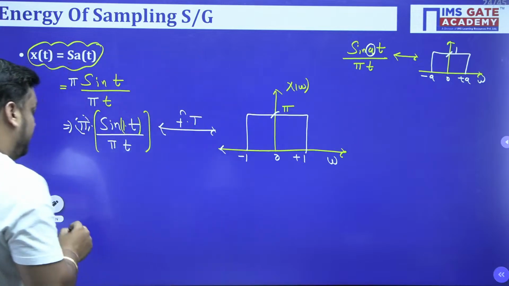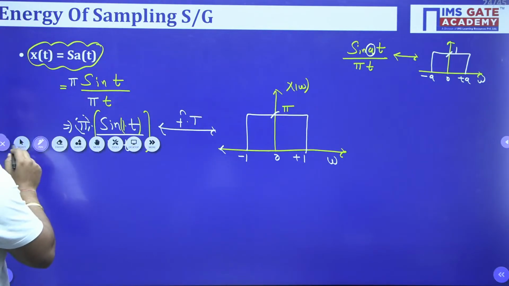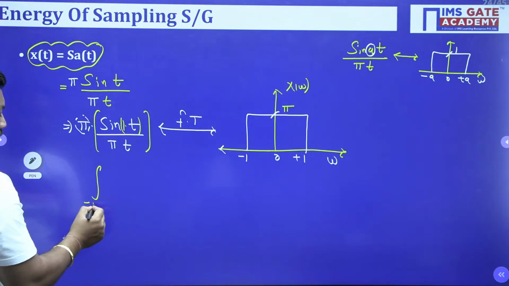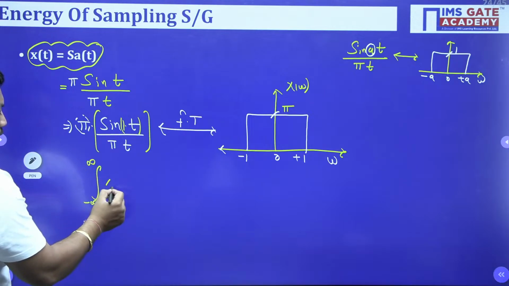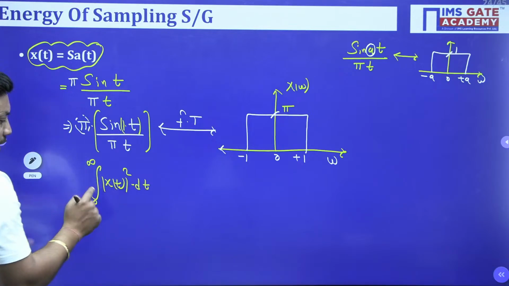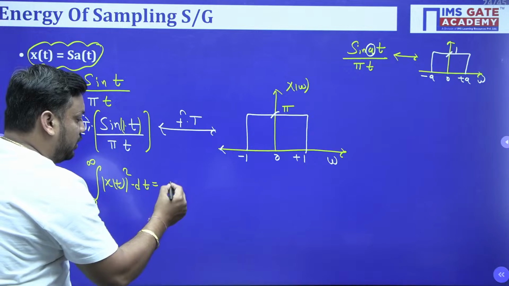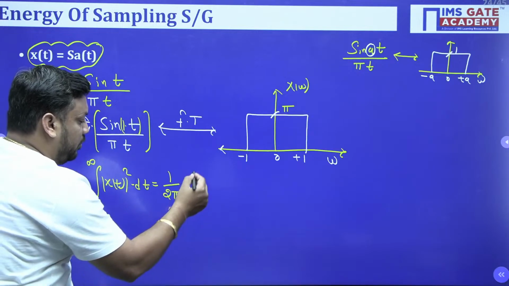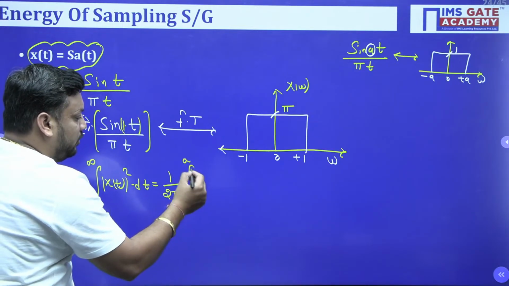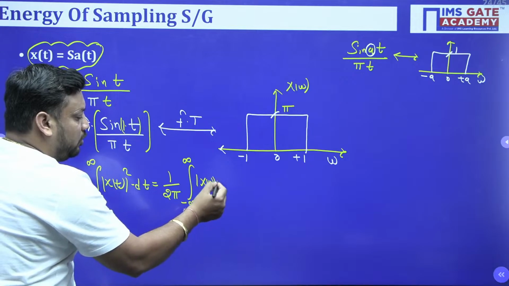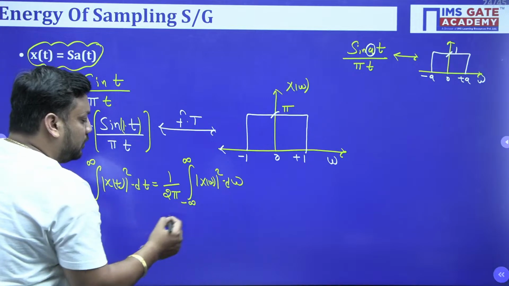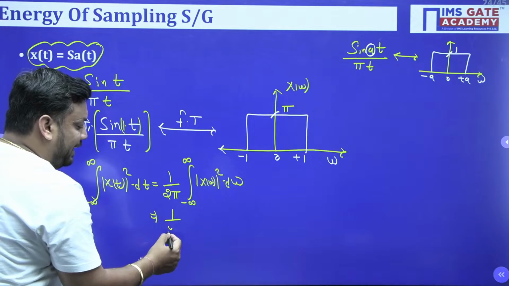And what do I want? I want to calculate the energy. So what is the energy formula? The energy formula is integral from minus infinity to infinity of |x(t)|² dt. This is my energy formula in the time domain, and I know the X(ω) value. So can I write it like this: 1 upon 2π times the integral from minus infinity to infinity of |X(ω)|² dω. So 1 upon 2π as it is.